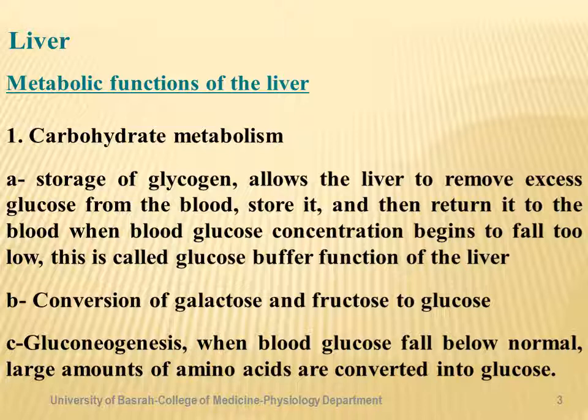The second function is the conversion of galactose and fructose to glucose, and the third function we call gluconeogenesis. When the blood glucose falls below normal, large amounts of amino acids are converted to form glucose.